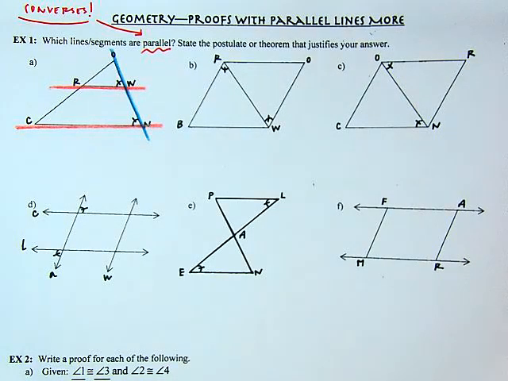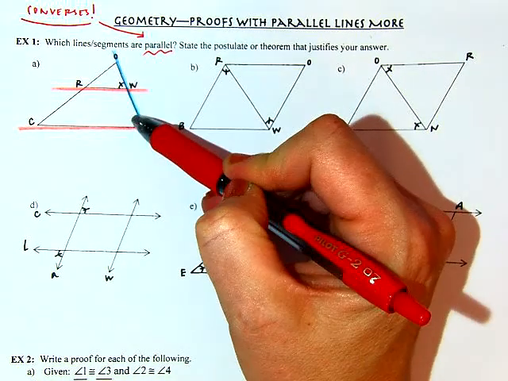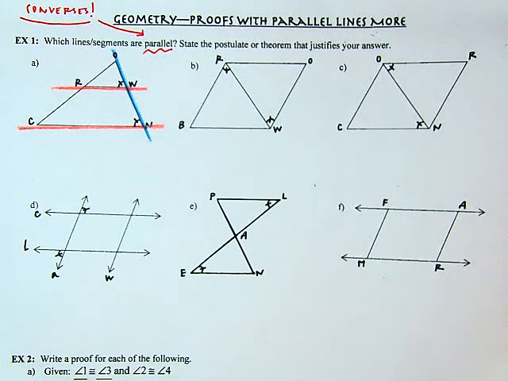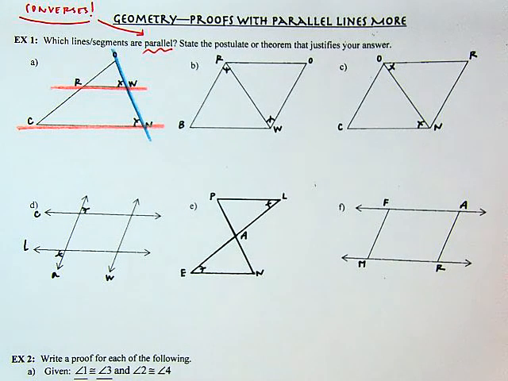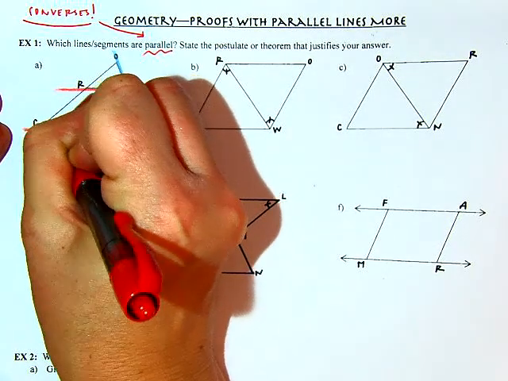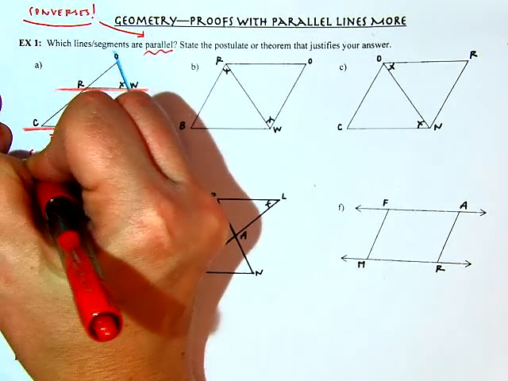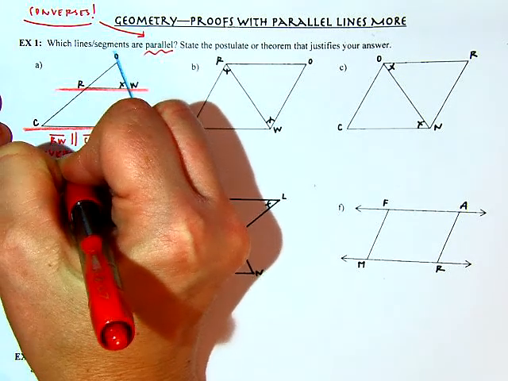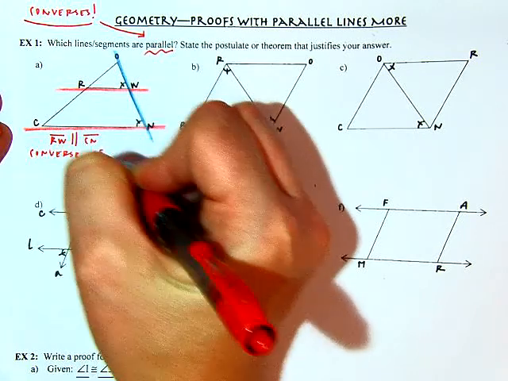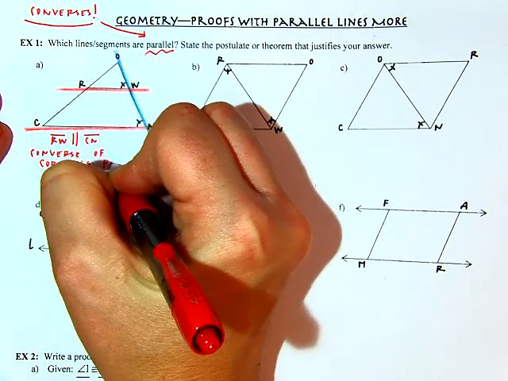So what kind of angles am I given? Well, I'm given right here that these are two corresponding angles that are congruent. And if I have corresponding angles that are congruent, then yes, my pathways are running parallel. So I can say that RW runs parallel with CN, and my reason would be the converse of the corresponding angles postulate.